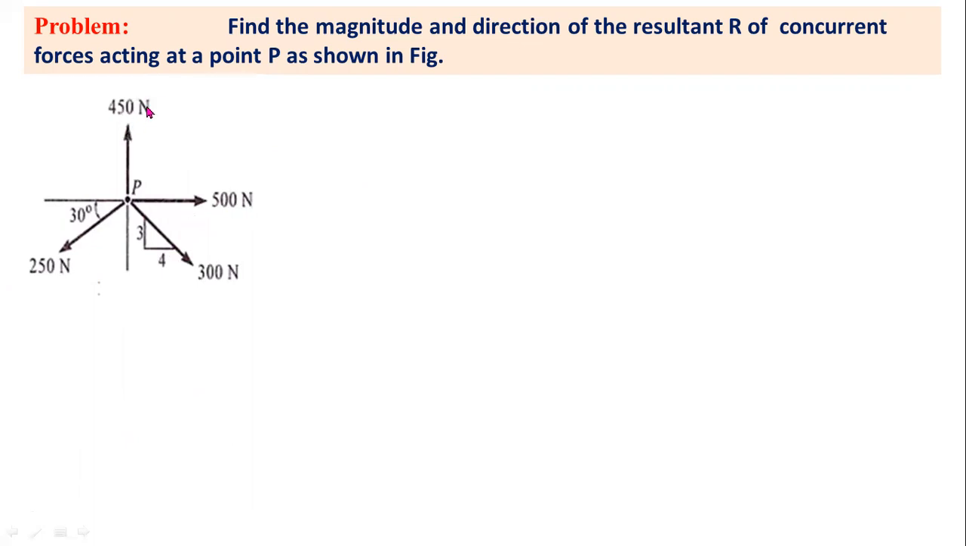450 newtons lies on the y axis, and 250 newtons makes an angle of 30 degrees with respect to the x axis, and 300 newtons makes an angle theta with respect to the y axis. Here you have to find the value of theta.